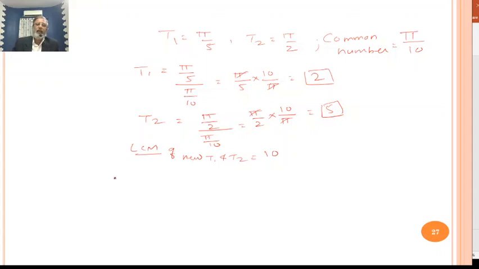Then the time period of x of t equals the LCM multiplied by the common number, and the common number is pi by 10. Here this 10 will cancel out. Hence the time period of x of t is pi.